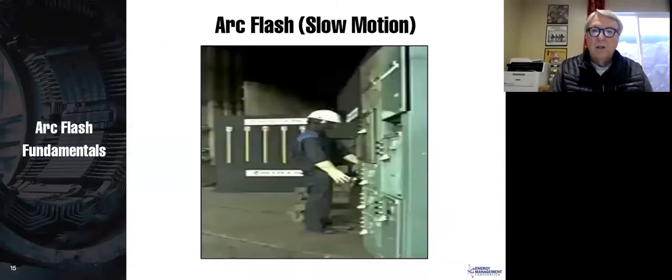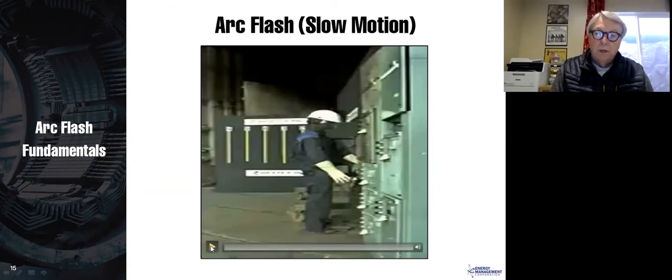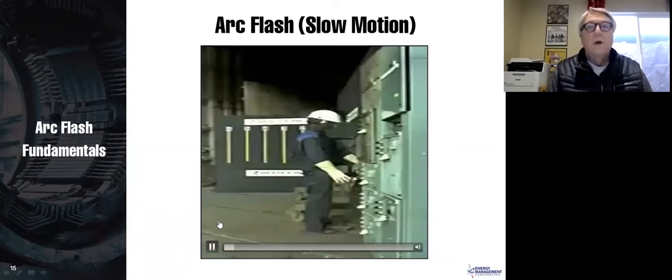Well, let's take a look in slow motion. Now, this is a different piece of equipment, but we're going to look at an arc fault in slow motion. The person standing there is a mannequin. He's going to stay there because he's tied off. But this, again, is in slow motion, so this will give us a little better feel for what's going on there.